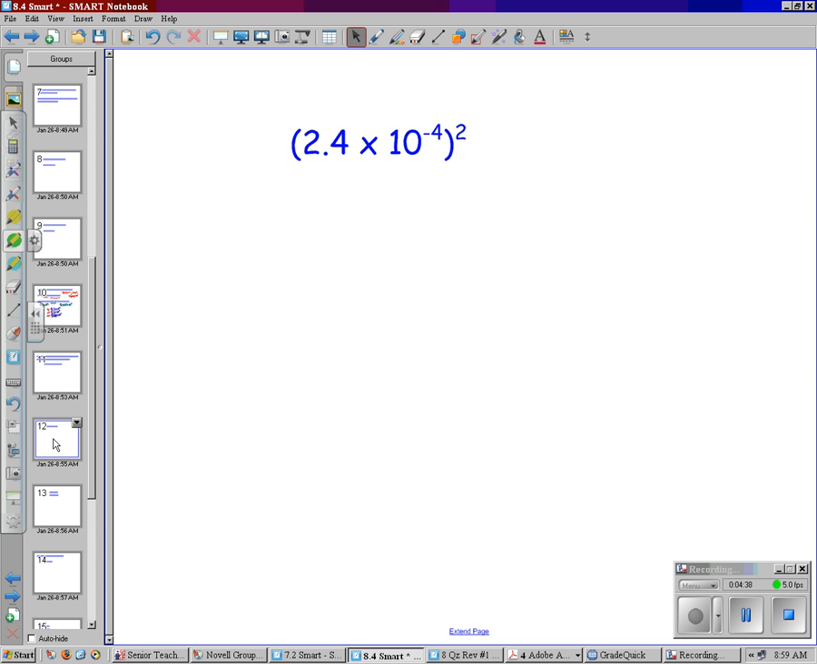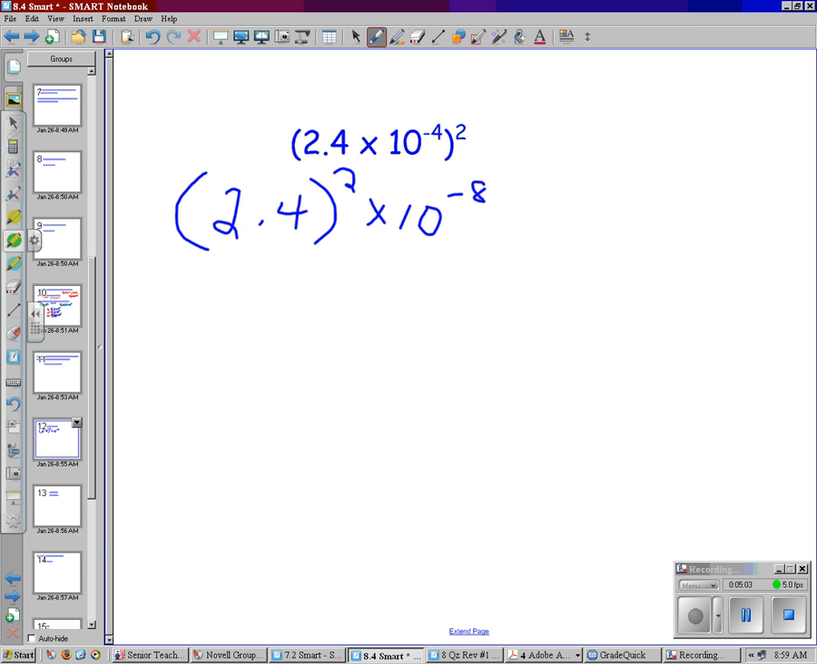What should we do with that 2 that is outside of the parentheses? Evan, what should we do with it? Distribute it. Can you tell me what I should write, please? 2.4 squared times 10 to the negative 8. Very good. Like how I made that parenthesis. So 2.4 squared times 10 to the negative 8.